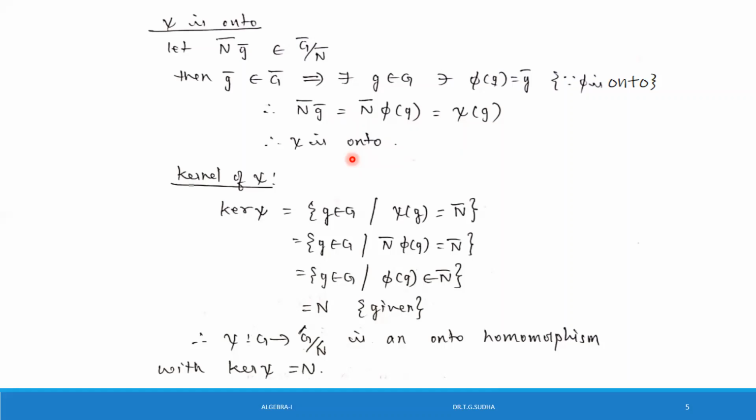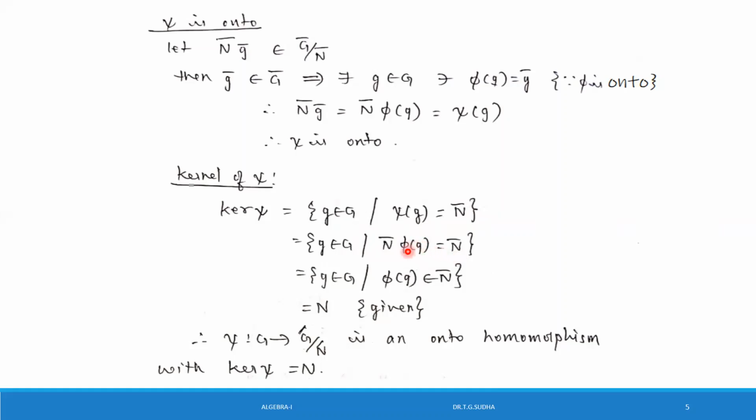Now it is enough to consider the kernel of psi and show that it is equal to n. So kernel psi will be the set of all elements belonging to the domain G such that the image of all those elements is the identity element of G bar by n bar, that is n bar. So it is the set of all G such that psi of G is equal to n bar, which is nothing but n bar of phi of G is equal to n bar. So n bar of phi of G is equal to n bar is similar to the coset HA is equal to H. That implies that A belongs to H.